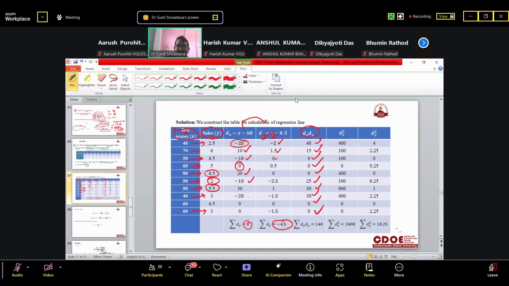And finally, we compute dx square. 20 square, 400. 10 square, 100. 10 square, 100. 0 square, 0. 20 square, 400. And minus 10 square, 100. 30 square, 900. 20 square, 400, and so on. And we take their sum, we find 2400. And we take the square of dy also, dy square series, and take the sum of this one. So first of all, we have to prepare this table, exactly as needed for our problem solution.